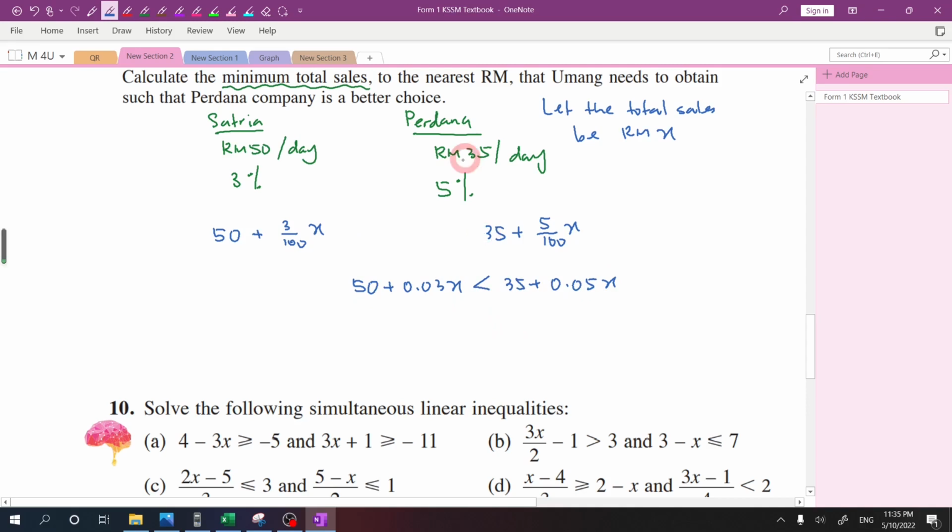Okay, once you can form this inequality, I think you have no problem solving it. It's up to you, you want to bring this to here or bring it to here. So how about I bring this to here. But when you bring this to here, you need to be more careful. Minus 0.05x, okay? 35, bring the 50 over here, minus 50. So here you will get a negative coefficient, negative 0.02x. So this is negative 15.